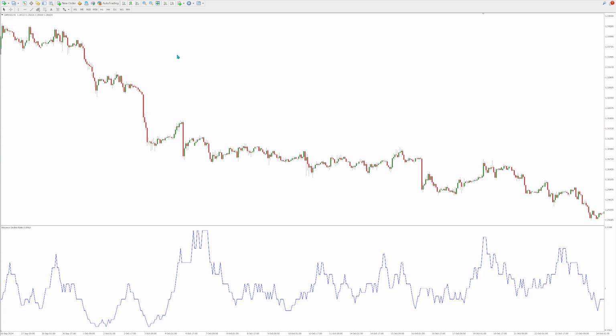I have a pound-dollar 1 hour chart open here. I have the indicator displayed below the chart here. I downloaded it for free online. If you don't already have it included within your trading platform, you can probably find it.